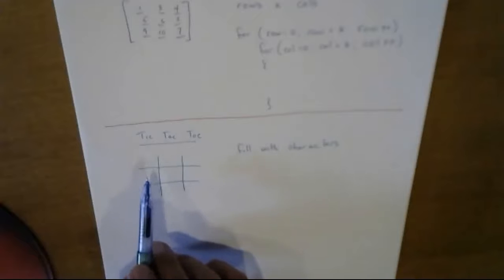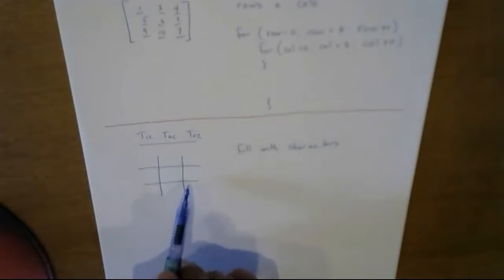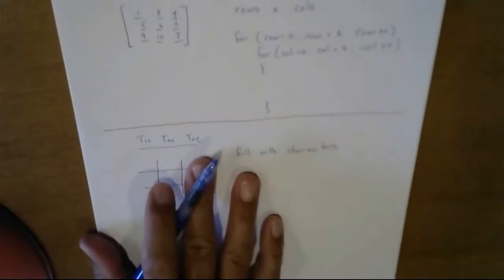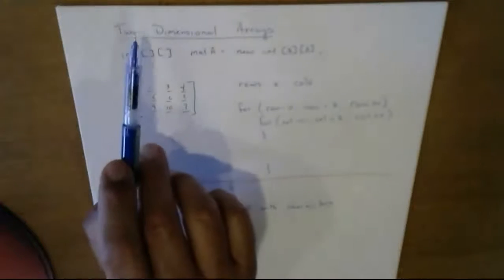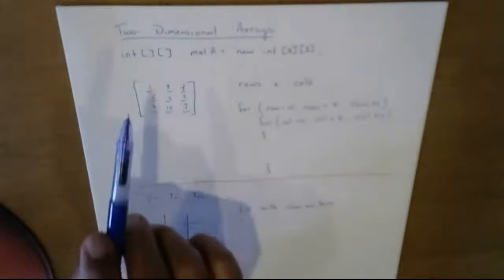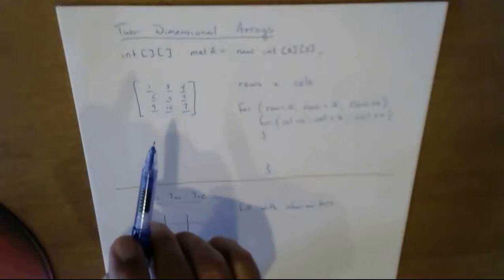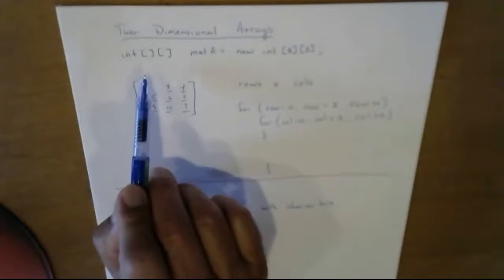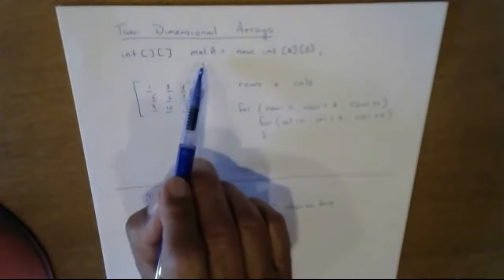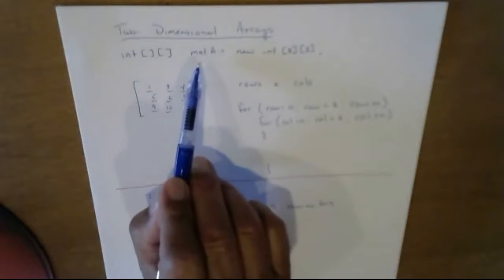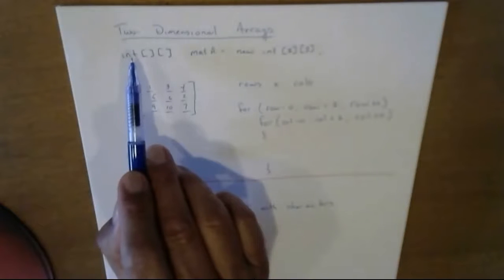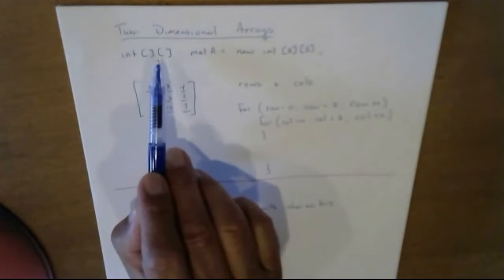Another example is tic-tac-toe, where I have a 3x3 grid and I can fill it in, and we'll take a look at that example in a minute. But when it comes to working with matrices, the first thing I need to do is declare this two-dimensional matrix. And it's almost exactly like it was with the one-dimensional arrays: when I set it up, I say I want a matrix. I'm going to call it matrix A. It's going to be an integer two-dimensional array.